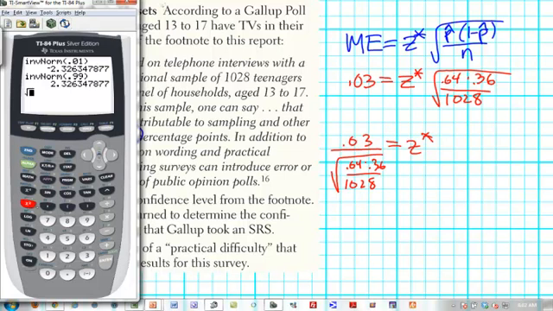Second, square root of 0.64 times 0.36 divided by 1028. So I got all that under my square root. I hit enter. So there's the standard error.